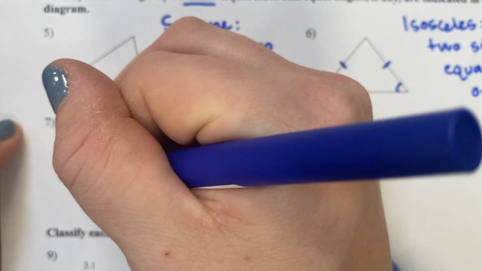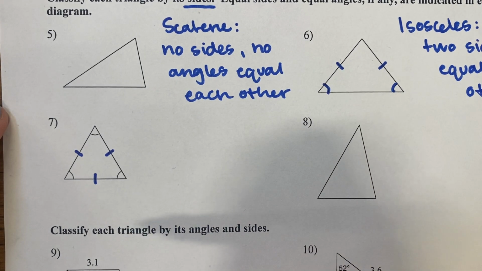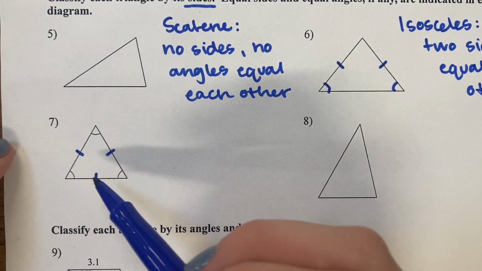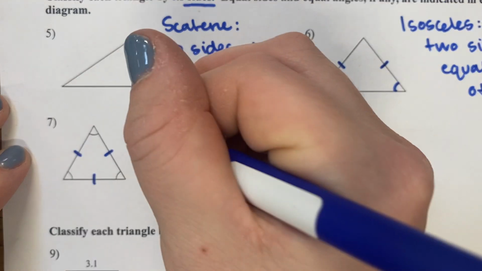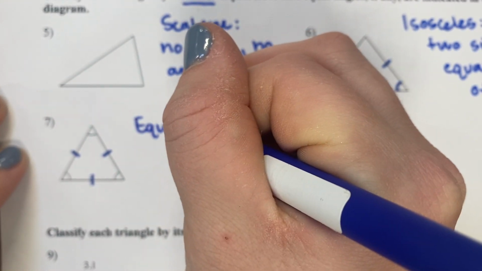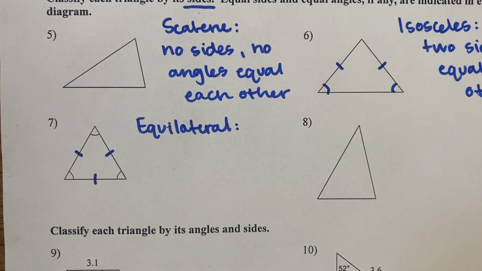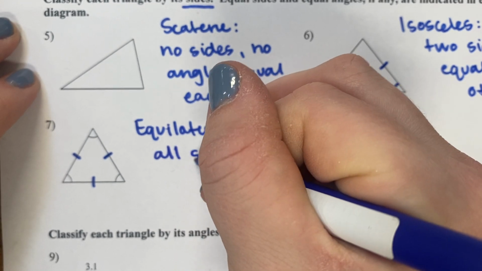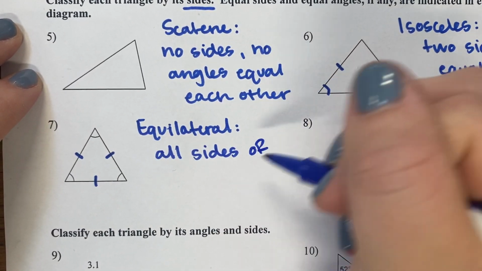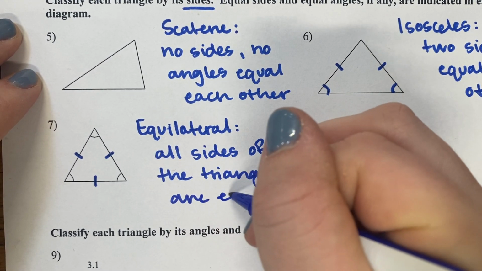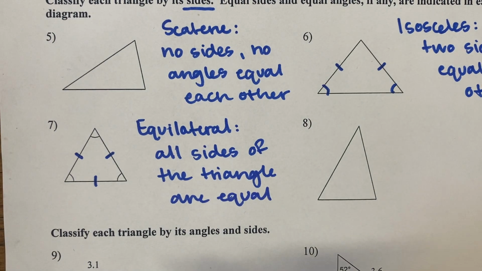Okay, so we see that 1, 2, 3. So all 3 of the sides of the triangle are equal, and therefore all 3 of the angles are also equal. Okay, well, when all 3 of the sides are equal to each other, this is called an equilateral triangle. Kind of has that equal right there in the name. Okay, so an equilateral triangle is when all sides of the triangle are equal to each other. Okay, and again, that's indicated by these little dash marks.